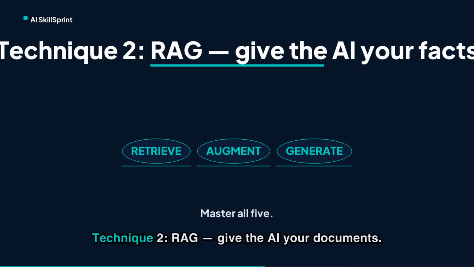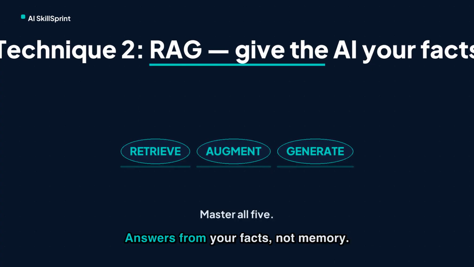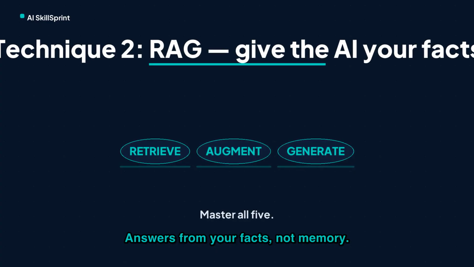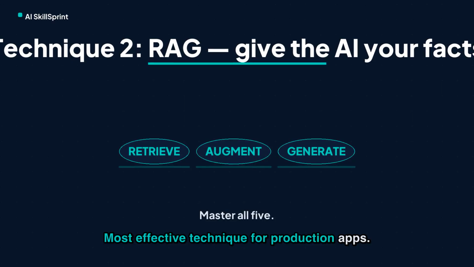Technique 2. Use RAG. Give the AI your facts. Retrieval augmented generation means you provide the AI with the actual documents it needs to answer the question. Instead of answering from memory, it answers from your facts. This is the single most effective technique for reducing hallucination in production applications. We covered RAG in detail in the previous episode, link in the description.